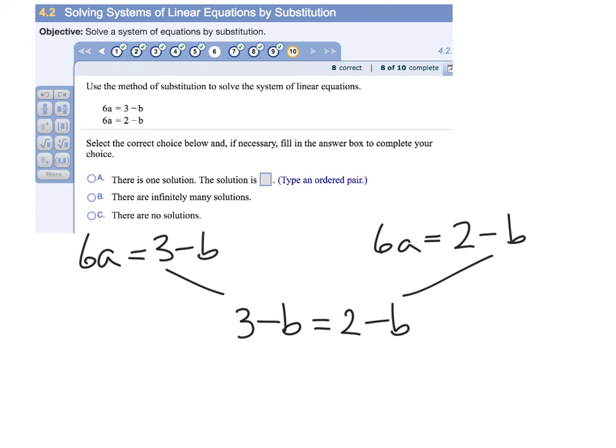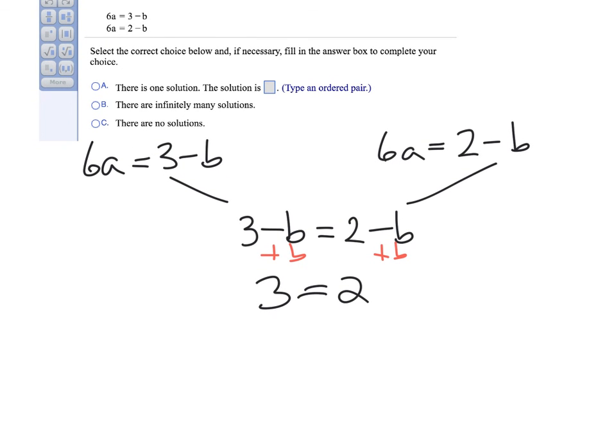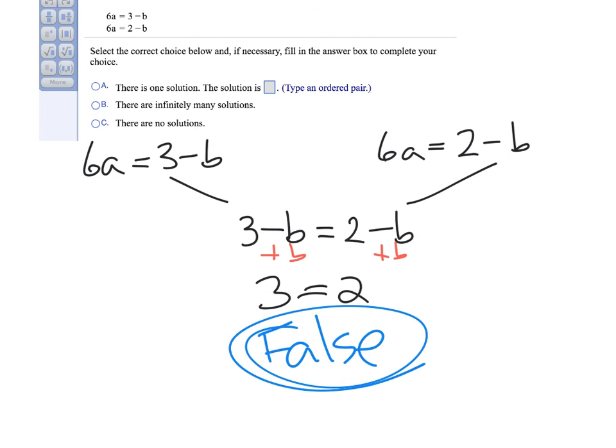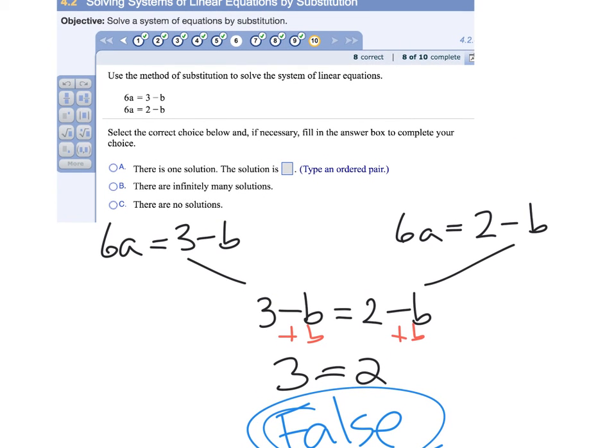And then solving, we can add b to both sides because we want to get rid of the b's. And so that ends up equaling 3 equals 2. Well, is that a true story? No, that's not a true story. That's a false story. So what that tells us is that there are no solutions in this system of linear equations, meaning those two lines do not intersect.